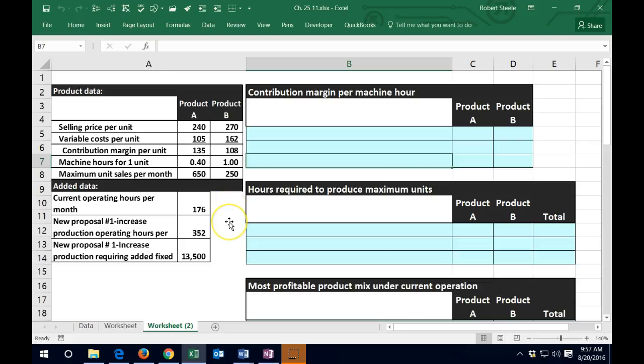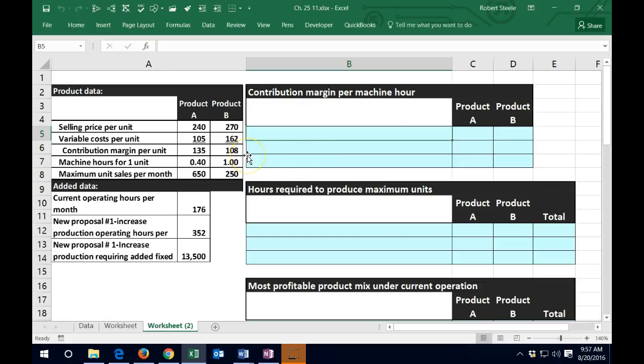Scenario 1 would be a proposed increase in production operation hours to 352 hours, and that increase will produce added fixed costs. So in order to analyze this, first we're going to calculate the contribution margin per machine hour. This is going to be a common type of calculation.